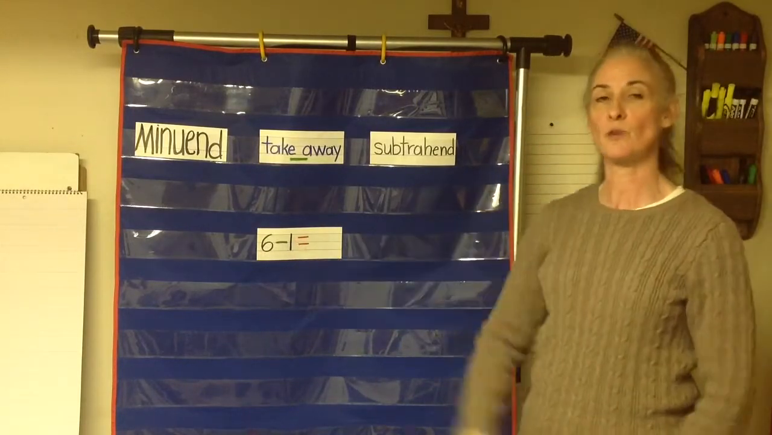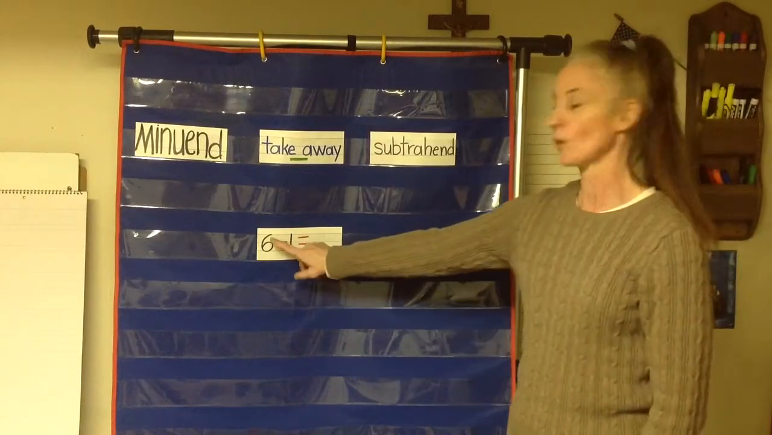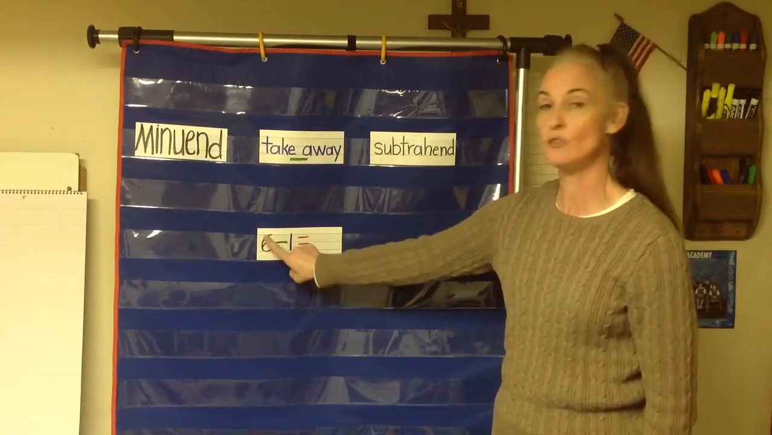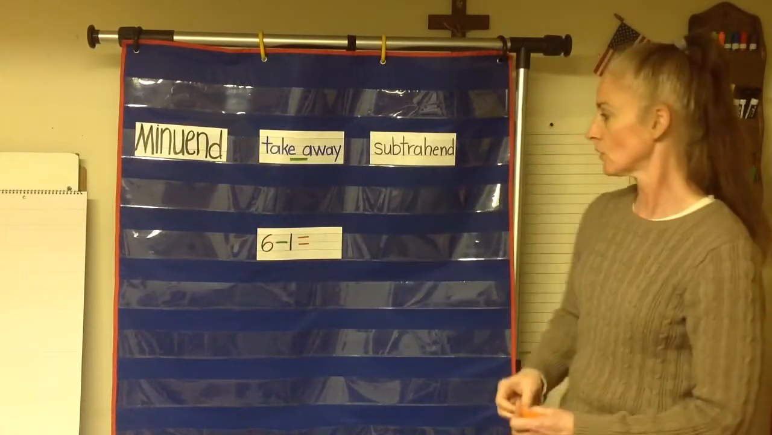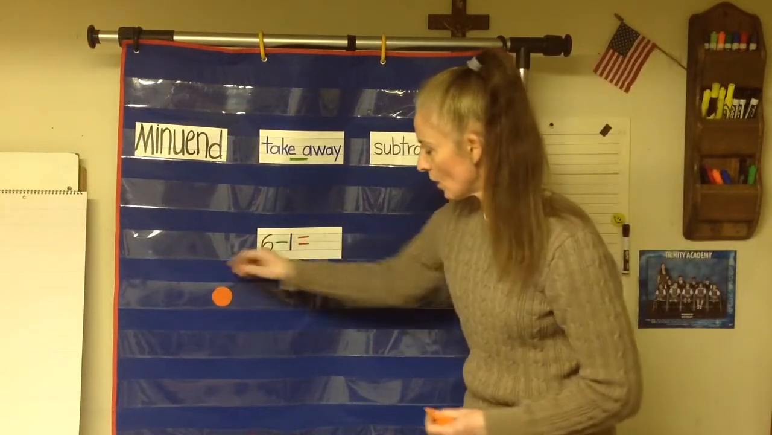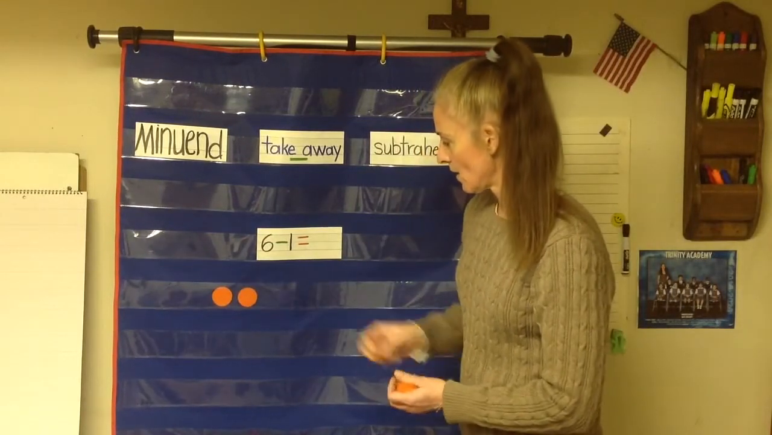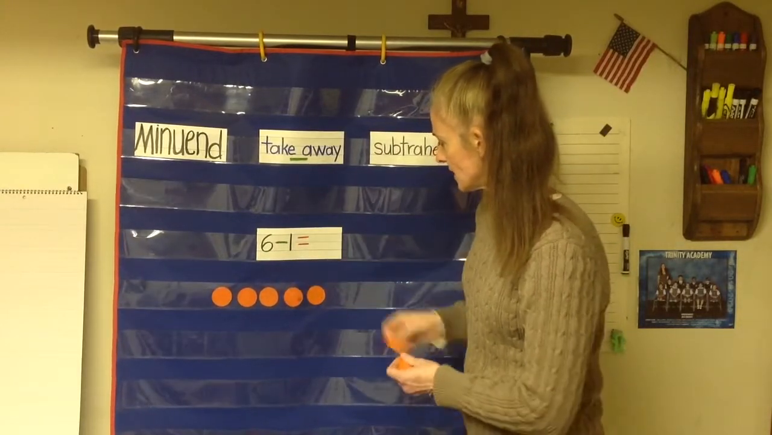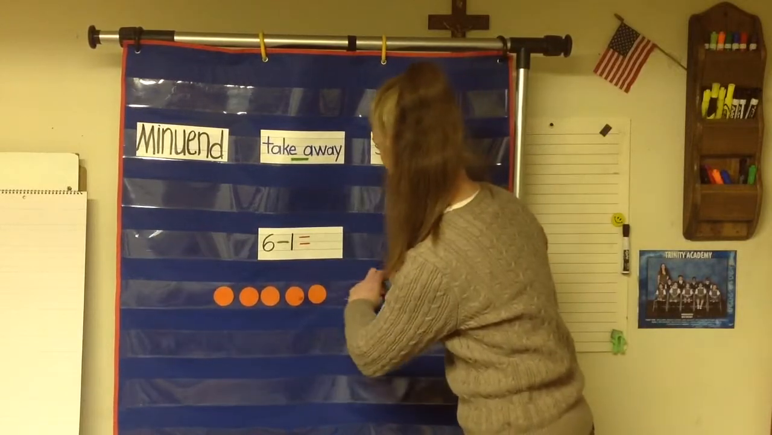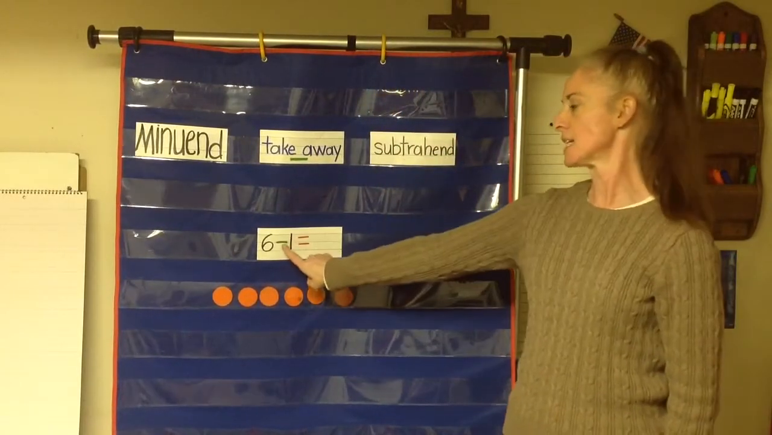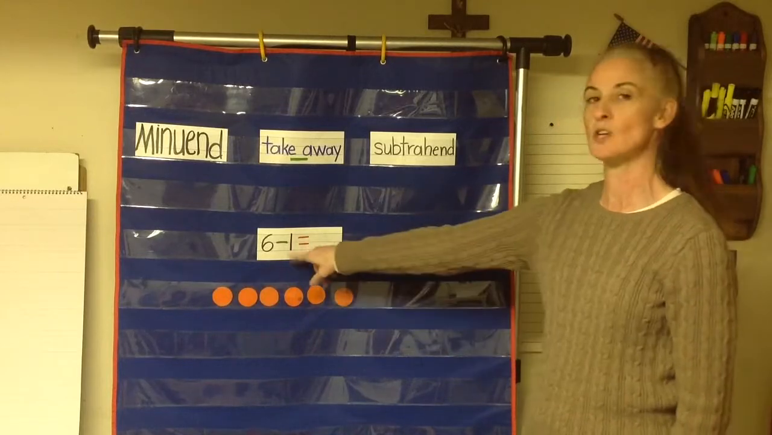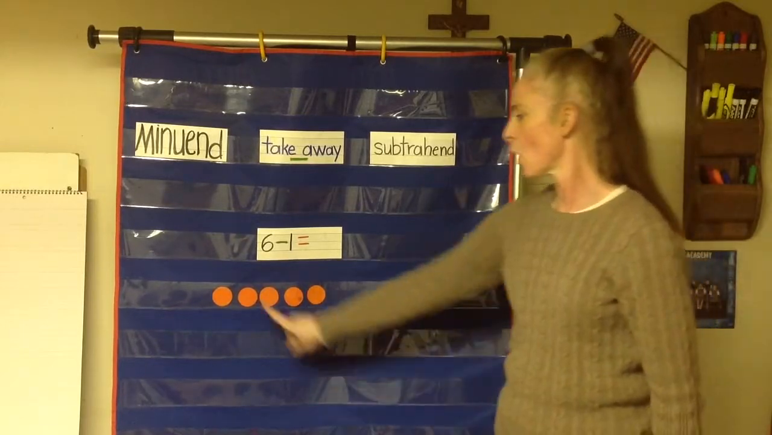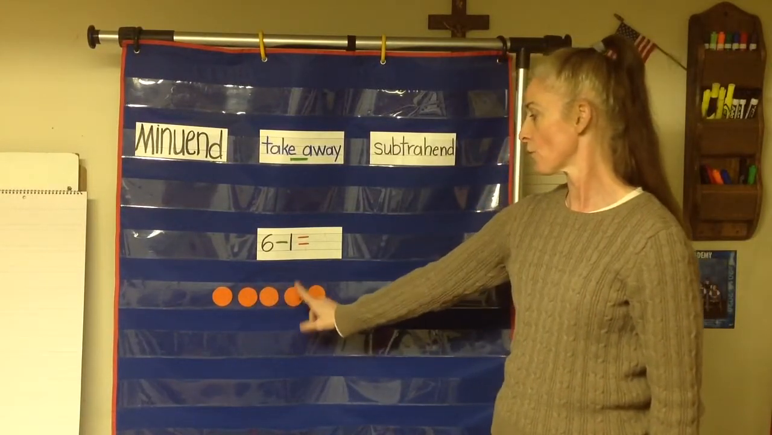So we're going to start with subtracting from 1. I'm sorry, taking away 1. So our minuend, our big set, is going to be a set of 6. So count out 6. 1, 2, 3, 4, 5, 6. So we have 6 in our set. We're going to take away, go away. Green means go. Go away. Take away 1. Let's see how many we have left. 1, 2, 3, 4, 5.